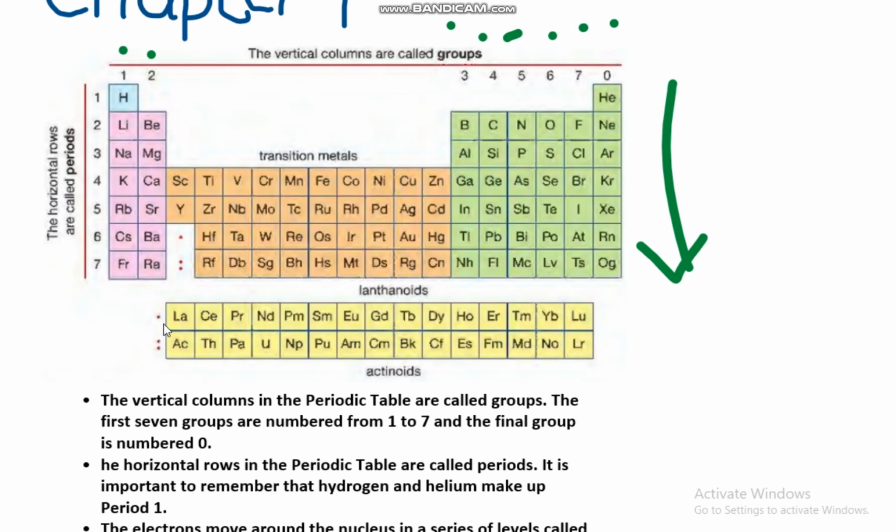And then we have horizontal rows in the periodic table, like this is the first one, second, third, fourth, fifth, sixth, seventh. So the lanthanoids and the actinoids are not considered as groups or periods, but periods are horizontal and groups are vertical.